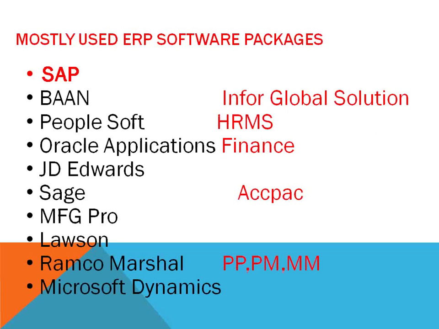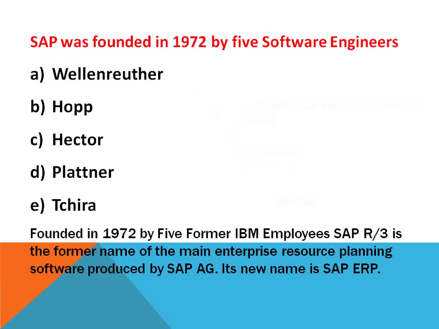SAP is now the second to third largest independent software company based on statistics. I will also show you the statistics later on. Then there is BAN, PeopleSoft and HRMS. Oracle bought PeopleSoft in 2005 and now it's part of Oracle applications. JD Edwards is there, SAG, AgPack, MFG Pro, Lawson, Ramco, and Marshall, which basically take care of PP, PM, production planning, plant maintenance, material management, Microsoft Dynamics, etc. These are the major players in the ERP industry.